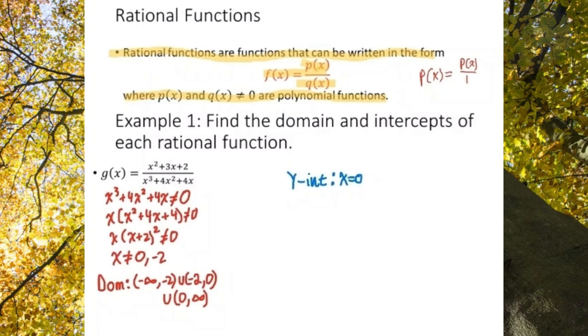Next, we're going to find the y-intercept, which means we set x equal to 0. However, if we take a look at the domain that we found earlier, we already know that 0 cannot be in the domain, which means we cannot plug 0 into our function g of x.